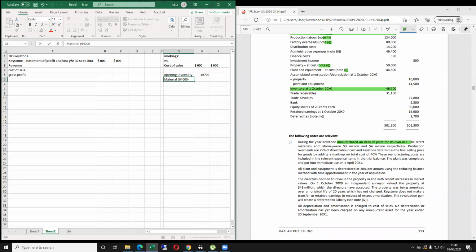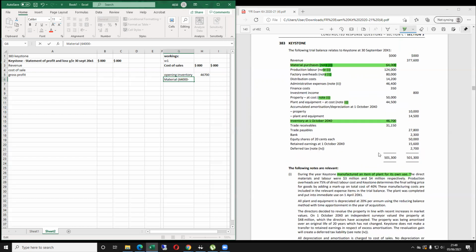Material cost is already included. This 3 million is also included in the material 64. This 4 million is also included in our labor cost. So this is self-generated, and we need to take it out, because this is our internally generated cost. These are all our overheads, so we will add them separately, but not on this. Now we'll see 64,000 minus 3,000, so it is 61,000.